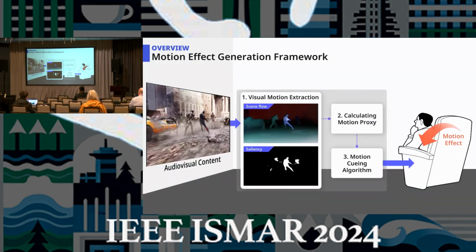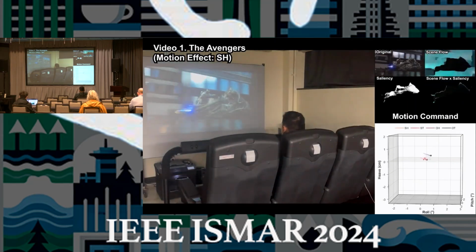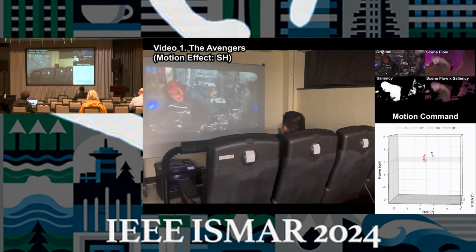Our framework consists of 3 steps. The first step extracts visual movements from audiovisual content. The second step computes a motion proxy by combining the multiple movements. The third step converts the motion proxy into motion effects through a motion cueing algorithm. Before going into detail, I'll show you a short demonstration.